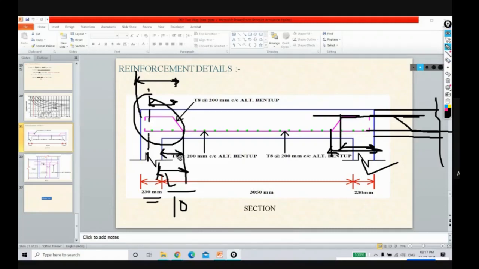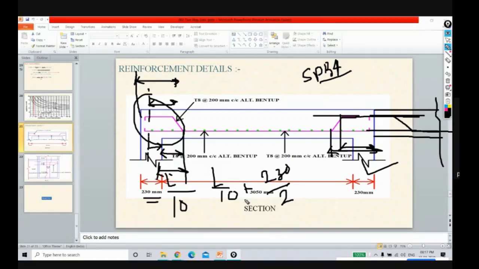Now if you see, these distances are different, but IS code, or I think SP16 and SP34, have given some guidelines regarding that. As per SP34, if we consider L by 10, that L by 10 is from the face of the column. But if you want to show that value from the center, you have to add this value. Let's suppose this support is 230, so you have to consider L by 10 plus 230 by 2. But as per my knowledge, basically that value we have to consider from the face of the column.